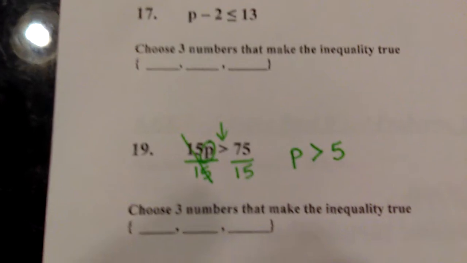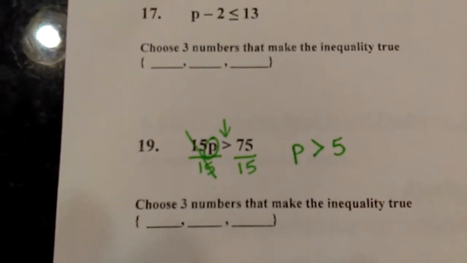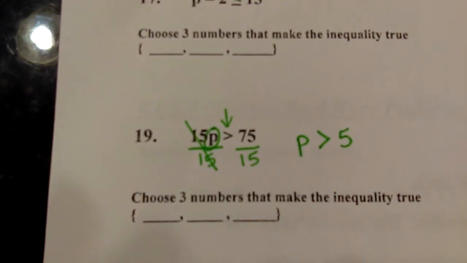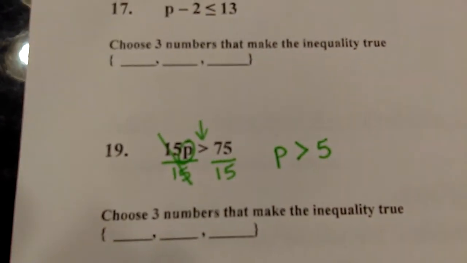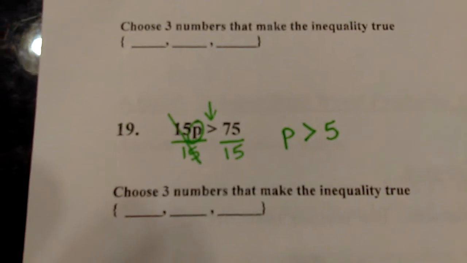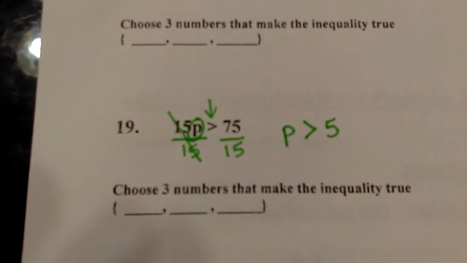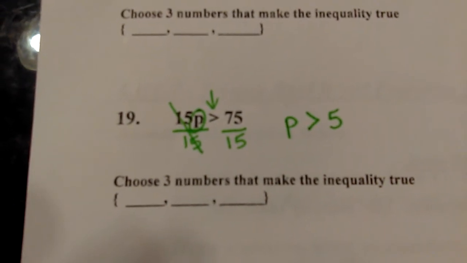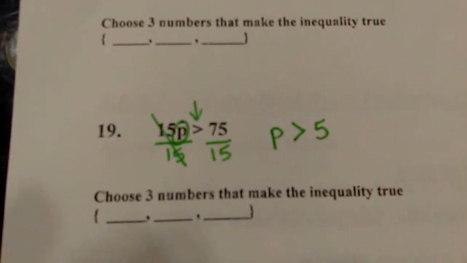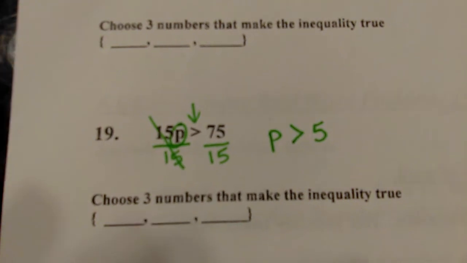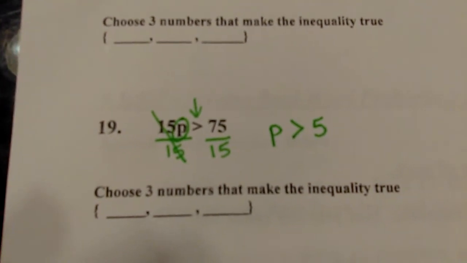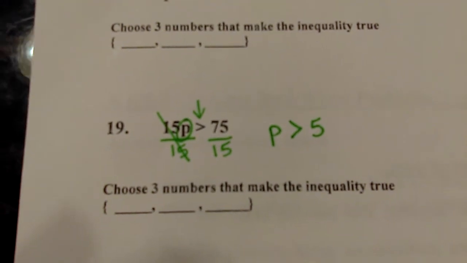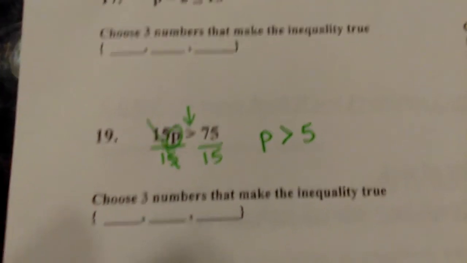Okay, so I circled my variable, I pointed out my scale, and I noticed that 15 was being multiplied by that variable of p. So in order to isolate the variable, I have to do the inverse operation. If it's being multiplied by 15, I'm going to divide both sides by 15. Those 15s on the left side with the variable canceled out, leaving me with just p is greater than, what I simplified, 75 divided by 15 is 5. So p is greater than 5.